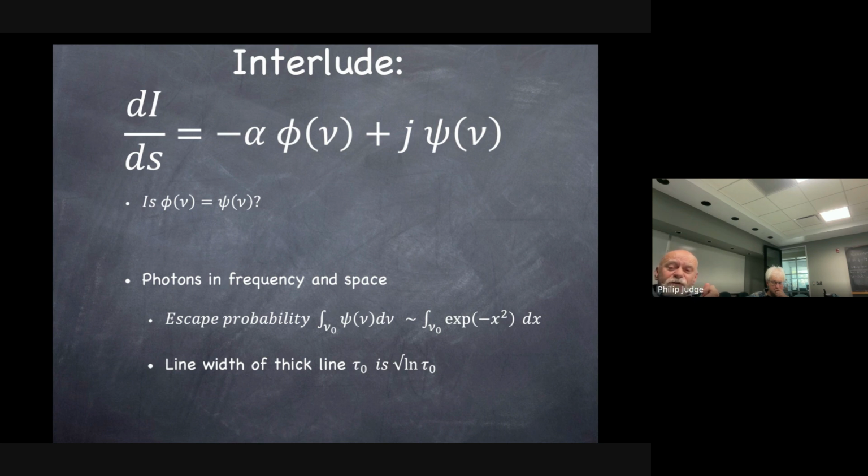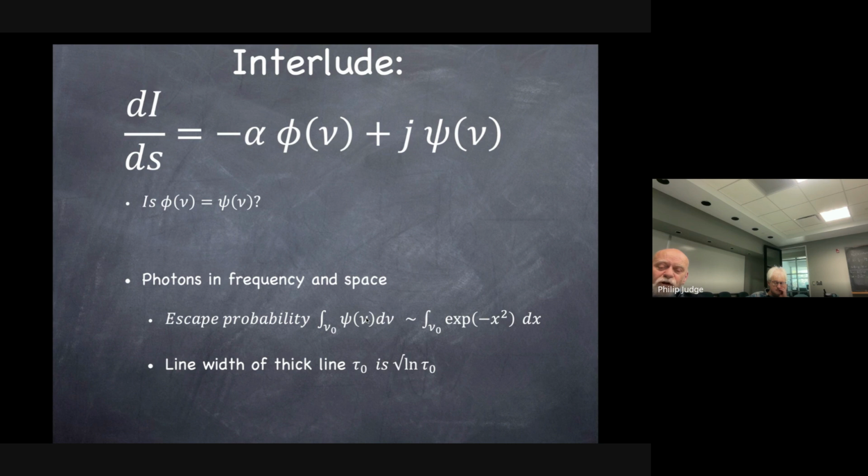So if we now consider something very, very simple, which is: what is the probability of a photon actually escaping from the medium? Let's put a photon in a plasma subject to these line profiles and ask the question, what is the probability of a photon escaping if it was, say, in the line core?